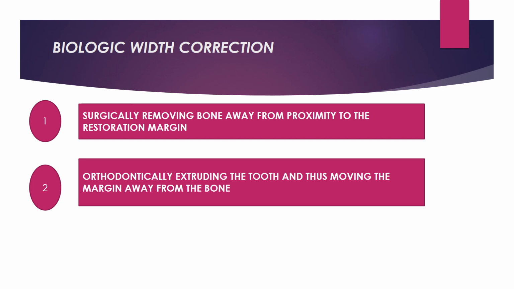So why do we need to do this orthodontic extrusion? When it's in the aesthetic areas, especially in the maxillary anteriors, where they follow the same gingival margin pattern, we cannot go for the surgical removal of bone or soft tissue. So in order to maintain the aesthetics, we have to go for orthodontic extrusion of the tooth, and thereby we can maintain the biological width.